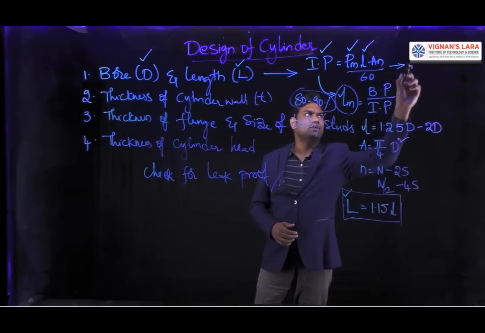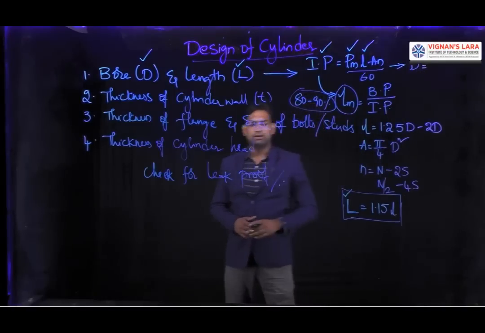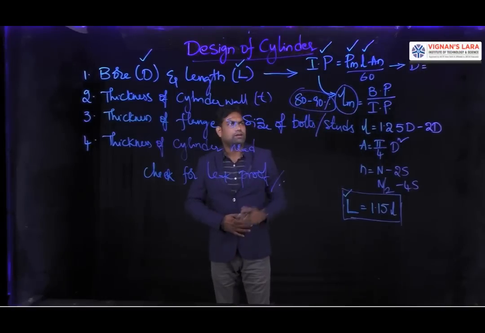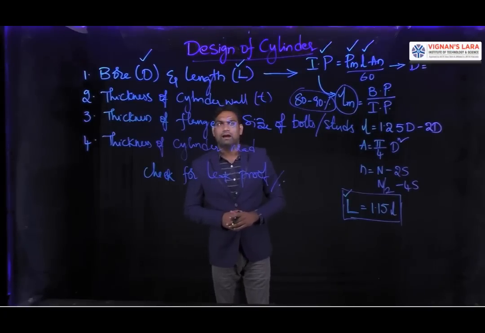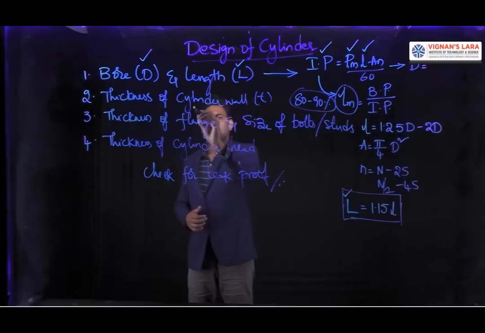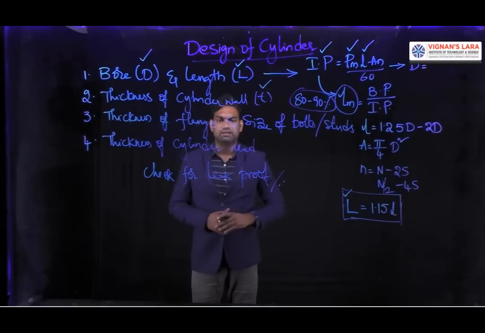So initially, we need to calculate diameter. From this indicated power equation, you can calculate capital D, and the length is calculated by means of 1.15 times L. Clear? And coming to the second step, we need to calculate the thickness of cylinder wall.